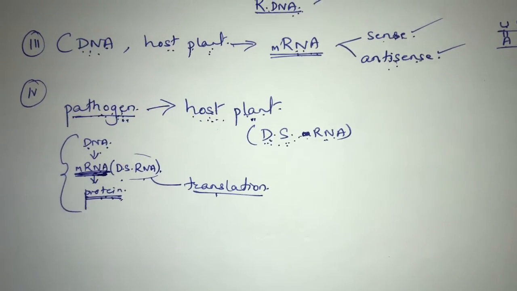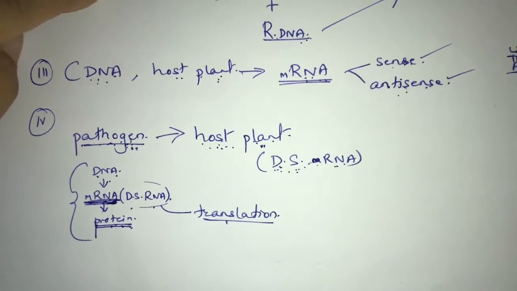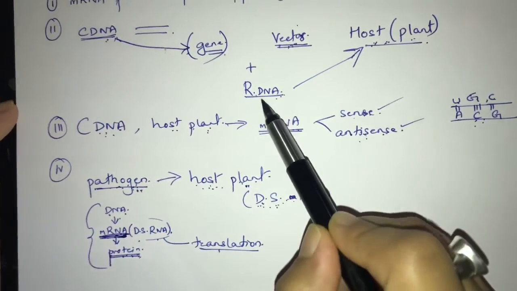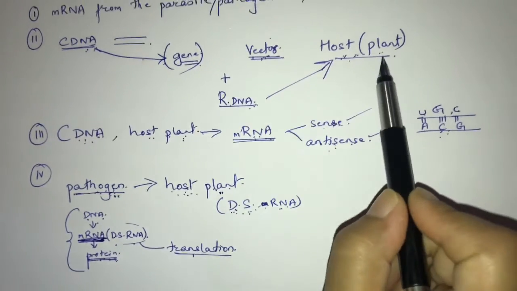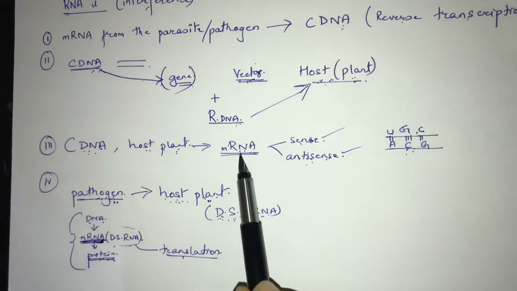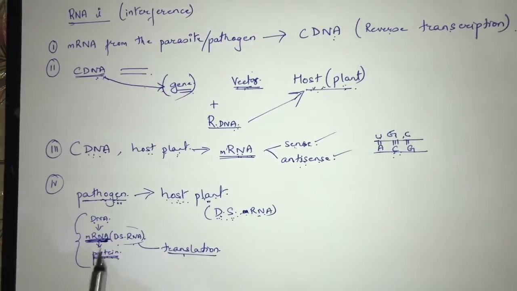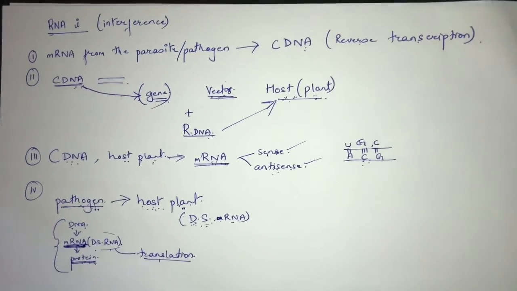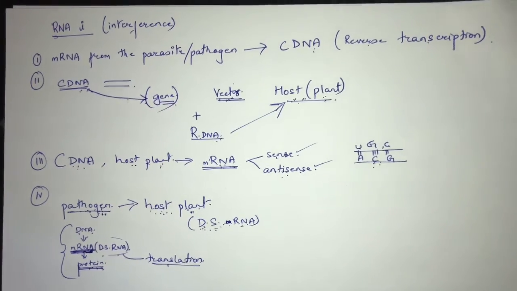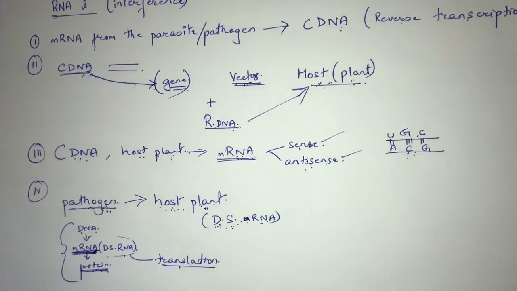And it is all done through a biotechnological process, because there is formation of cDNA, then recombinant DNA, then that DNA is introduced into the host plant, which makes sense and antisense mRNA. When they interfere with the mRNA of the pathogen, then only there will be interference. So this is all about RNA interference. I hope it is clear now.